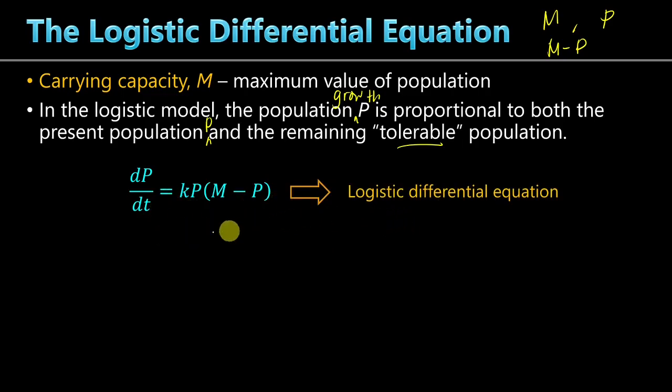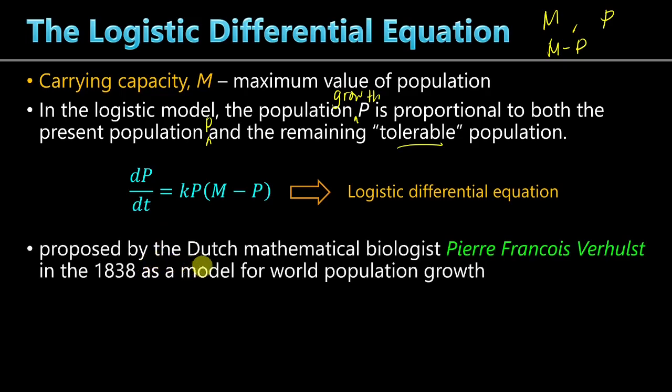Okay, so by inspection, we can say that this equation is nonlinear. Why? Because if we multiply Kp with this term, we will get P squared, which is a nonlinear function of the dependent variable P. So this equation is non-linear. This model of population growth was proposed by the Dutch mathematician Pierre-François Verhulst in the year 1838 as a model for world population growth.